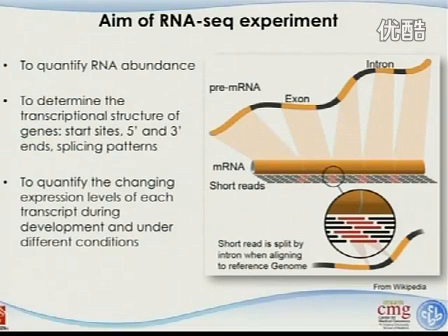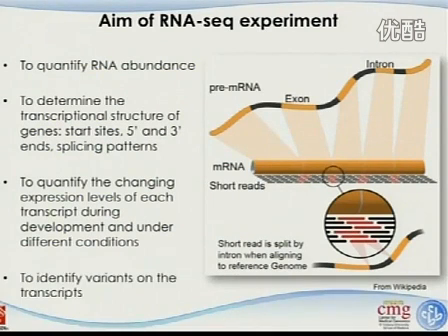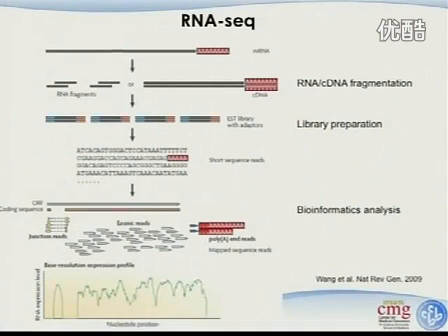So determine the gene structures. And the third one is to quantify the changing expression levels of each transcript during development and under different controls. Using this, you can study how different genes are regulated. And the last one is to identify the variants on the transcripts. These are all part of the aims of the RNA sequencing experiment.